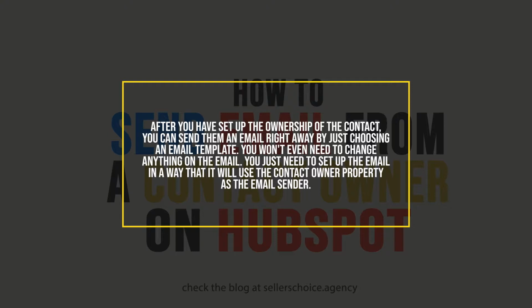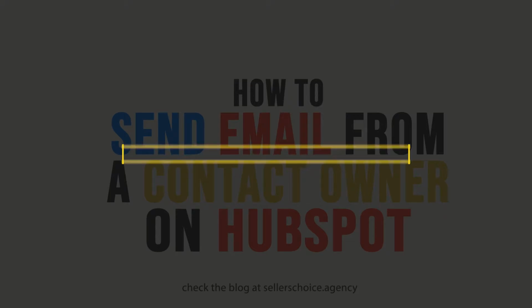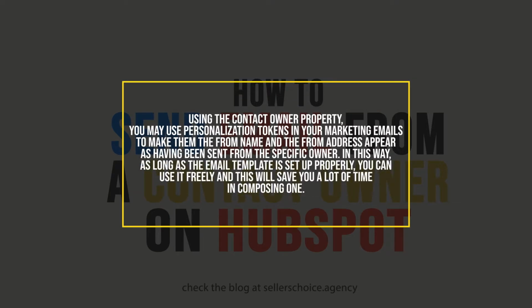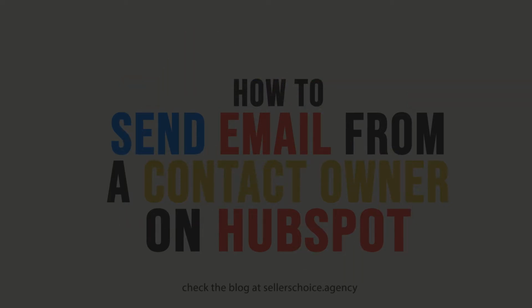You just need to set up the email in a way that it will use the contact owner property as the email sender. Using the contact owner property, you may use personalization tokens in your marketing emails to make the from name and the from address appear as having been sent from the specific owner. In this way, as long as the email template is set up properly, you can use it freely, and this will save you a lot of time in composing one. Now, let us walk you through how to send an email from a contact's owner.